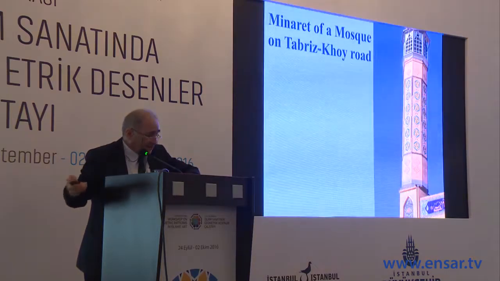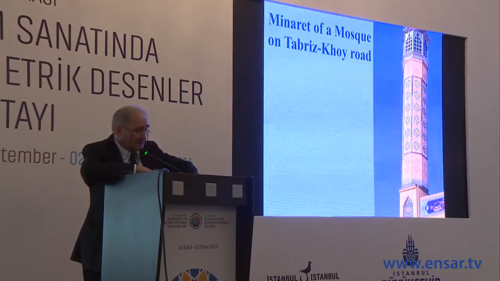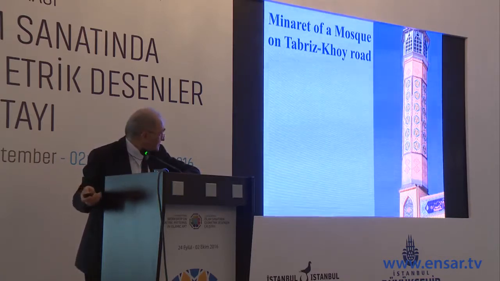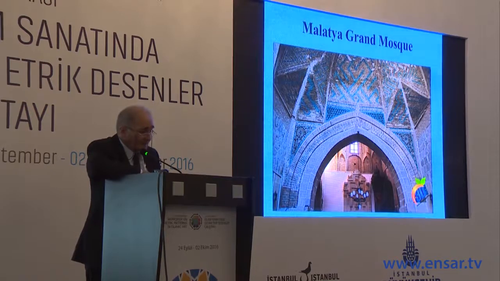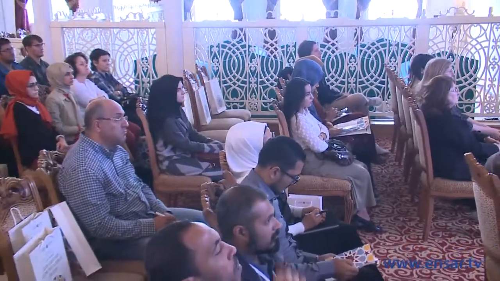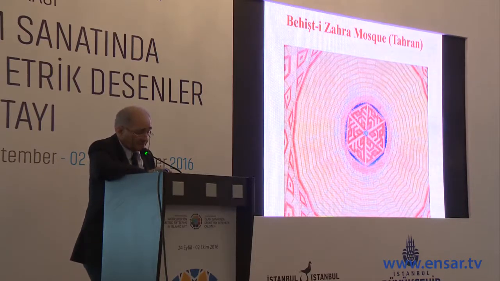And in the minaret of the mosque in Tabriz Khoy Road, the symmetry of this pattern is C3, but if we ignore the colors, it is C6. Ceramic version of the Ali pattern in hexagon can be found in Malatya Grand Mosque here. The pattern in the Behisht Zahra Mosque, Tehran, which consists of 6 triangular Muhammad writings in a hexagon, is also original.